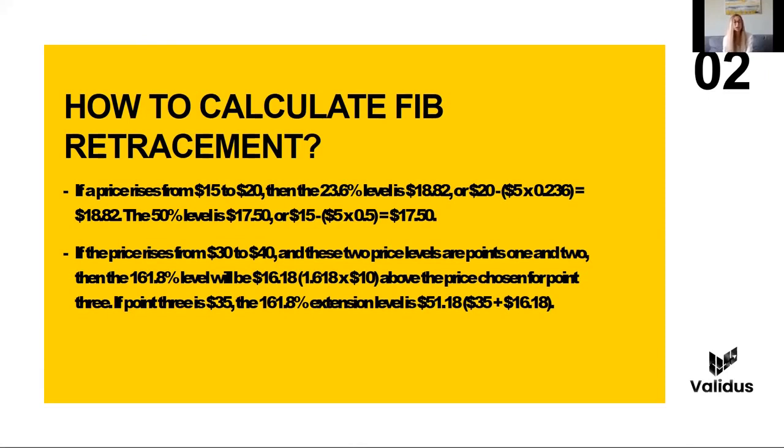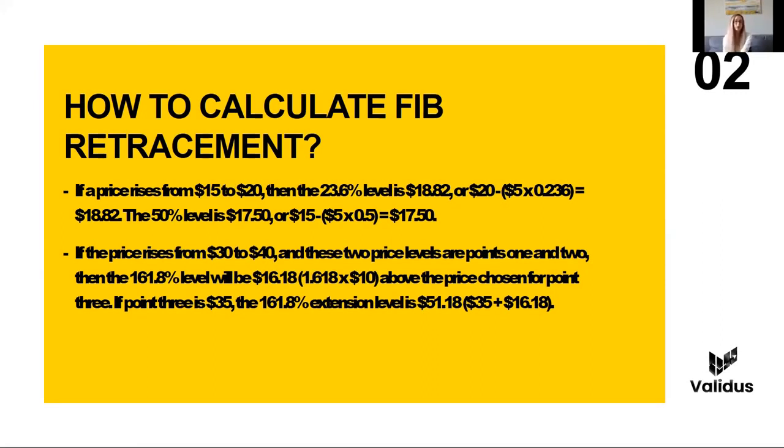If point 3 is at $35, the 161.8 extension level will be $51.18. It is $35 plus 16.18. The 100 and the 200% levels are not official Fibonacci levels, but they are useful since they project a similar move to what just happened on the price chart.